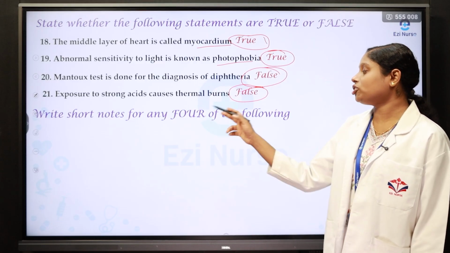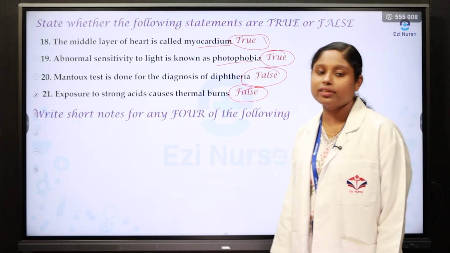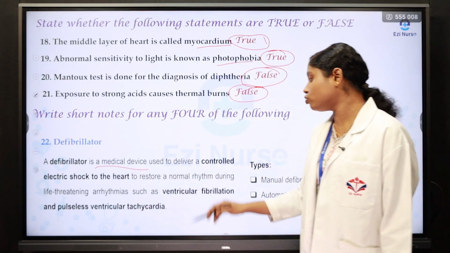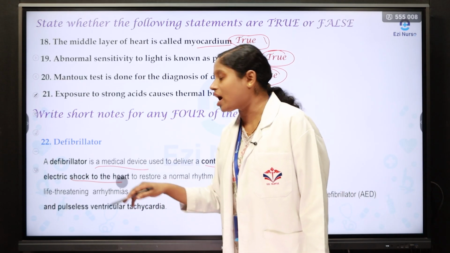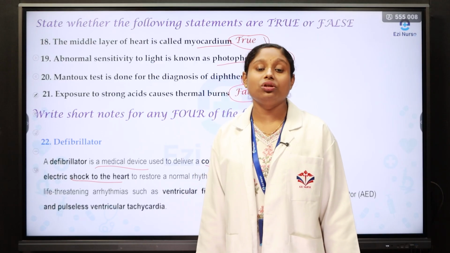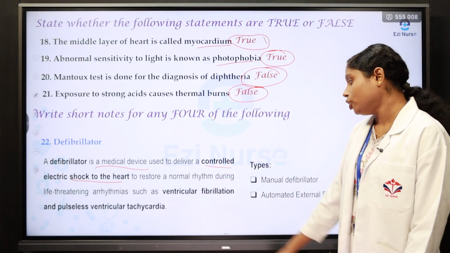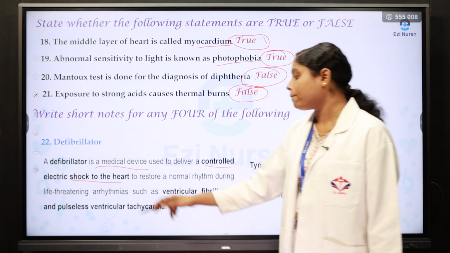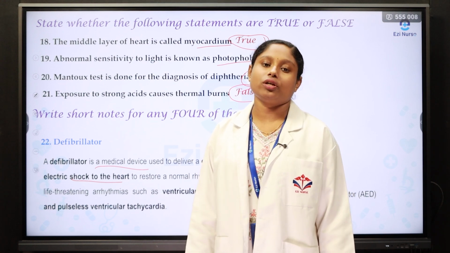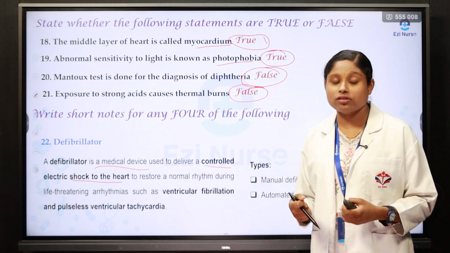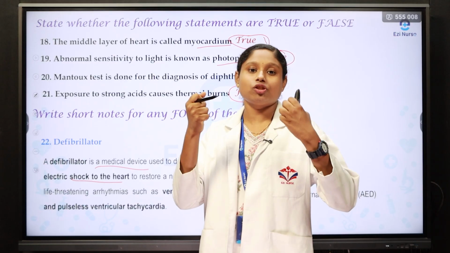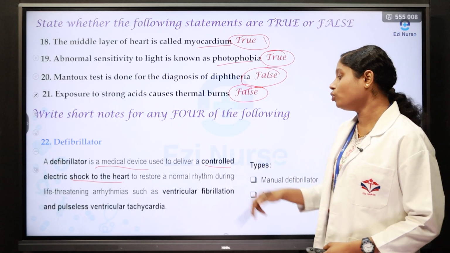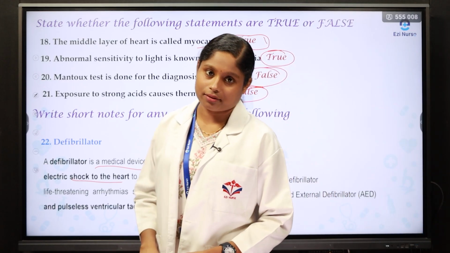Now let's discuss write a short note on any 4 of the following. Here also you need to write the short note. So the first question is defibrillator. What is a defibrillator? It's a medical device used to deliver a controlled electric shock to the heart to restore normal rhythm during life-threatening conditions like arrhythmias such as ventricular fibrillation and pulseless ventricular tachycardia. If you have seen the movie Raja Rani, there the character gets a shock from the defibrillator. That's an example.